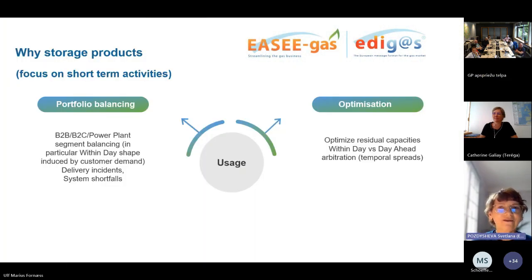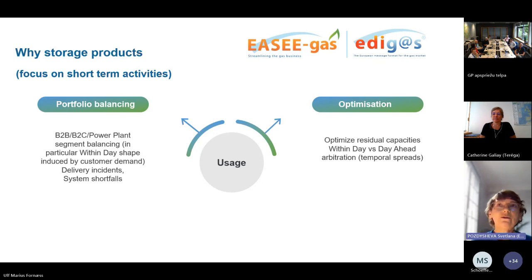So my intervention here in this workshop is to give some highlights on why storage products are important for shippers or balance responsible parties, the term we are using now. So obviously the picture you see here is not a complete one. I'll only give highlights for short-term activities in particular. Storage products vary in design and possibilities, but most of them provide an important tool: flexibility to the shippers, flexibility to do portfolio balancing or optimization.